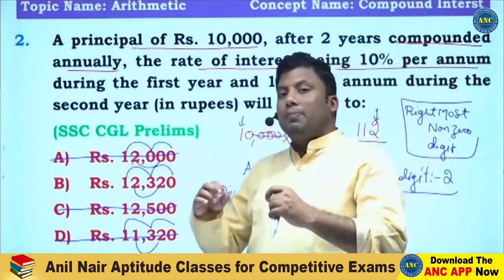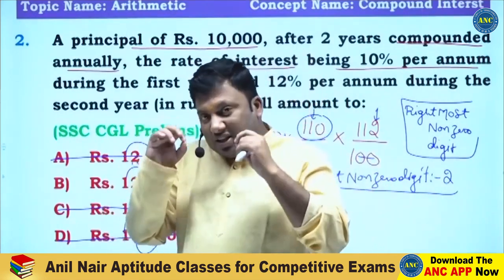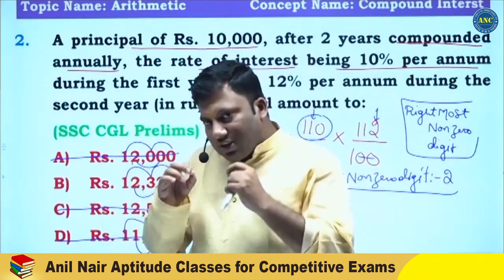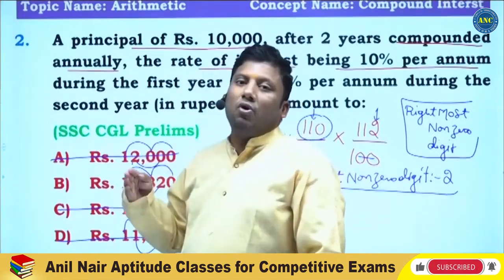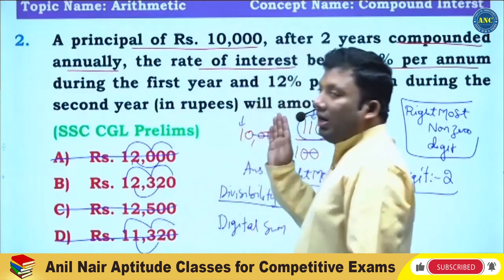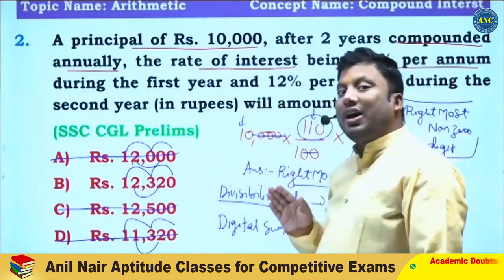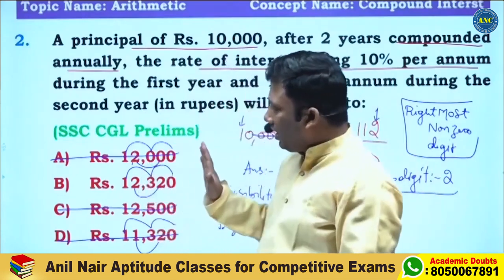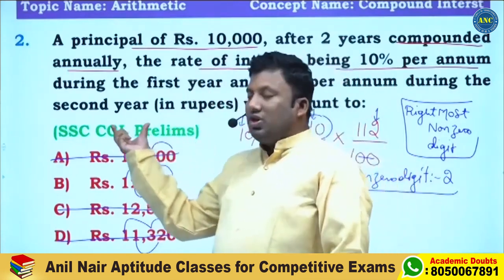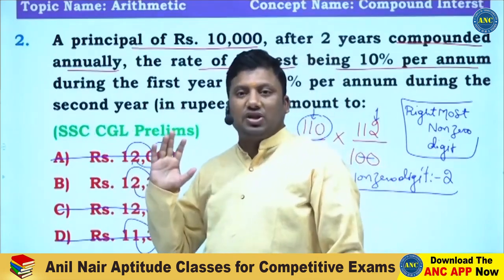The second question is very important to me. First, before solving the question, please see the answer options. If the rightmost non-zero digits are the same in more than one answer option, avoid using that method. Go and use a divisibility rule or a digital sum concept. I hope it is clear. This is an original SSC CGL prelims question with the exact answer options.